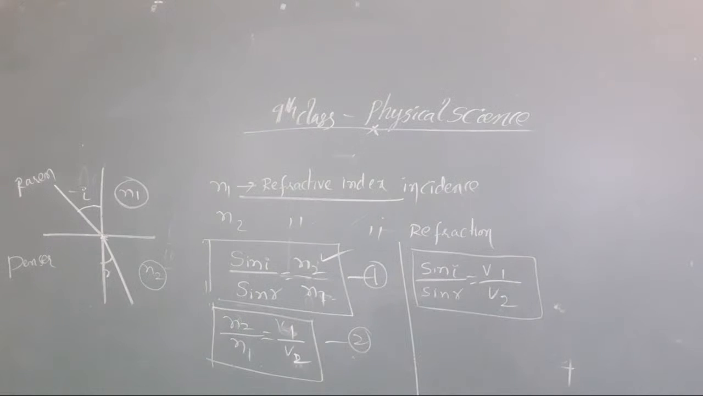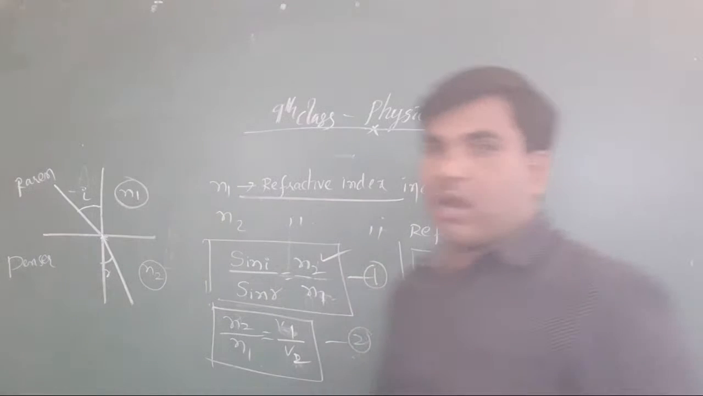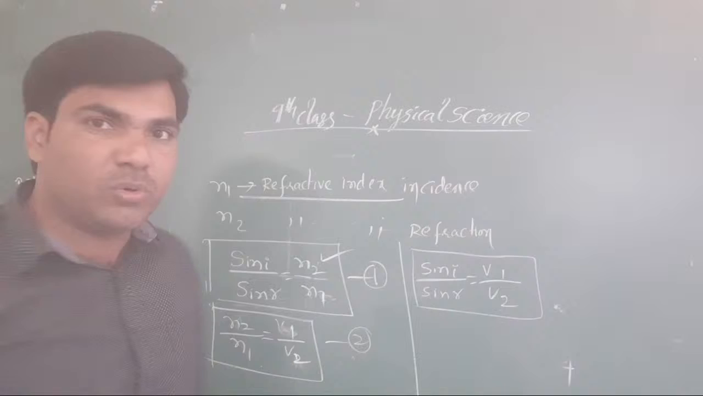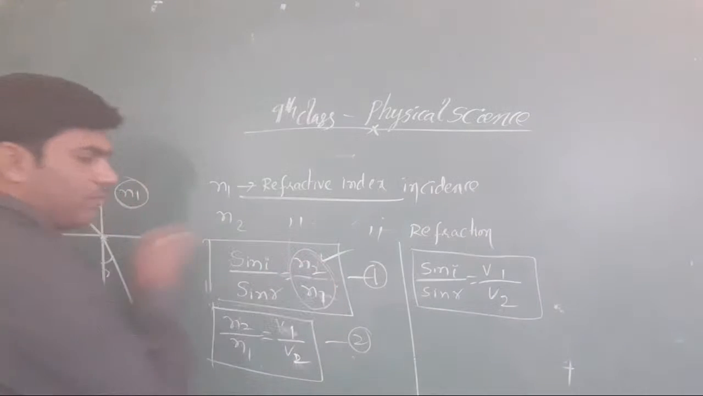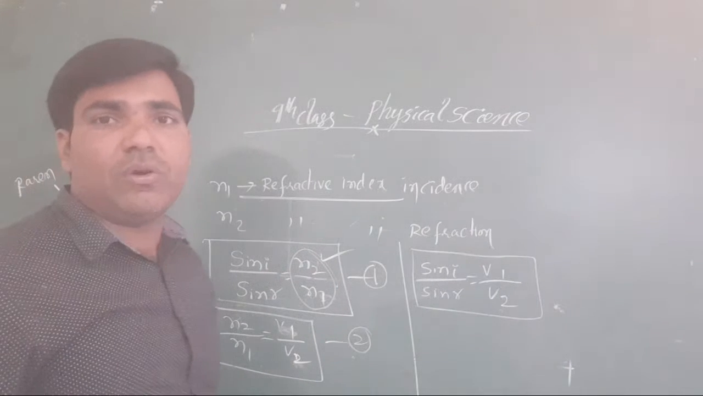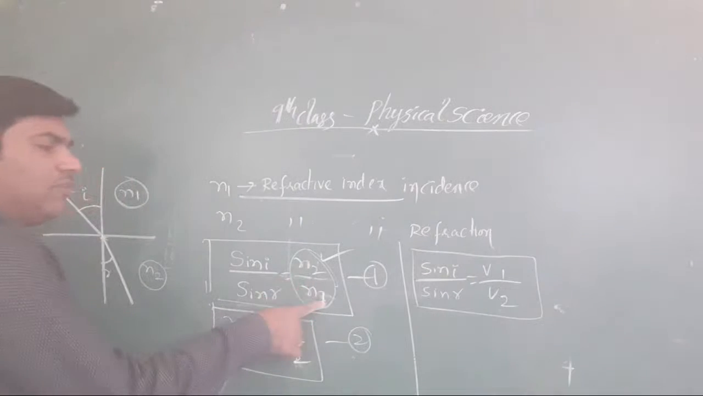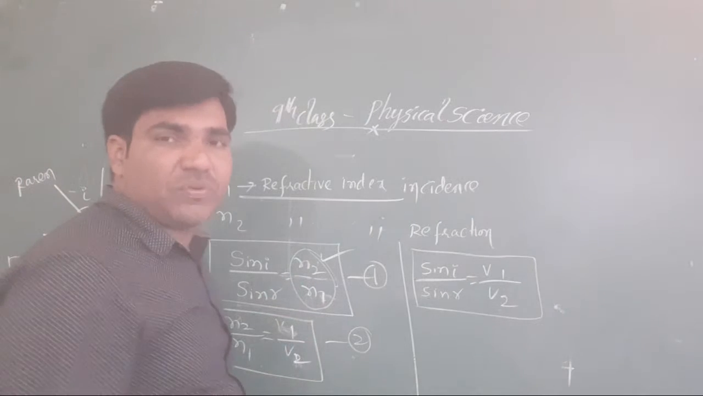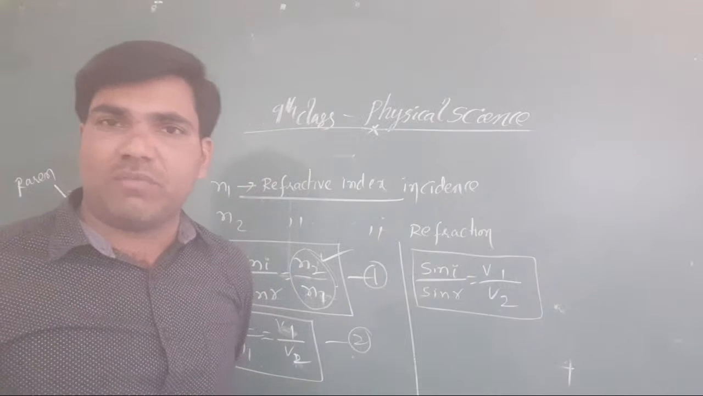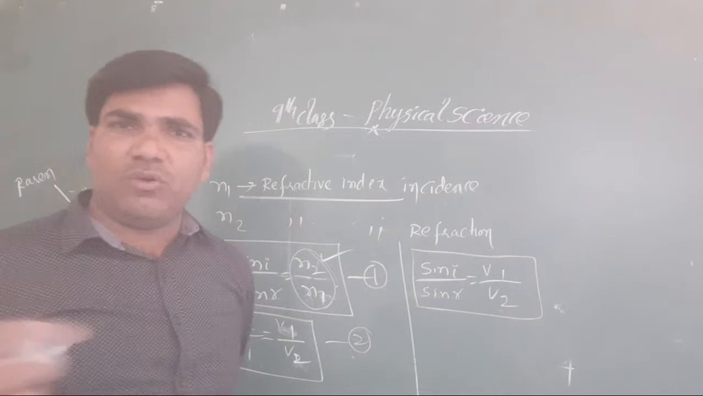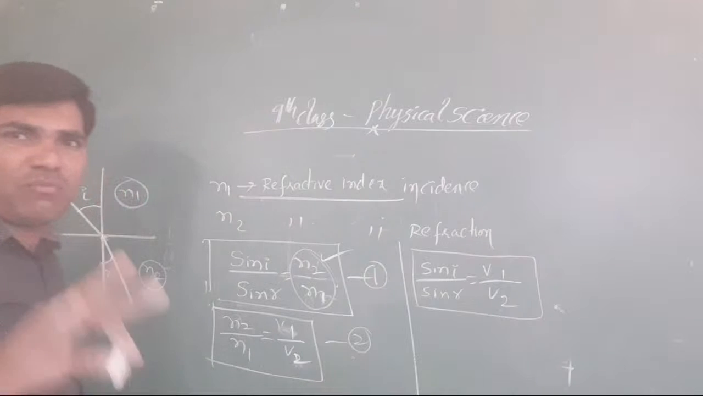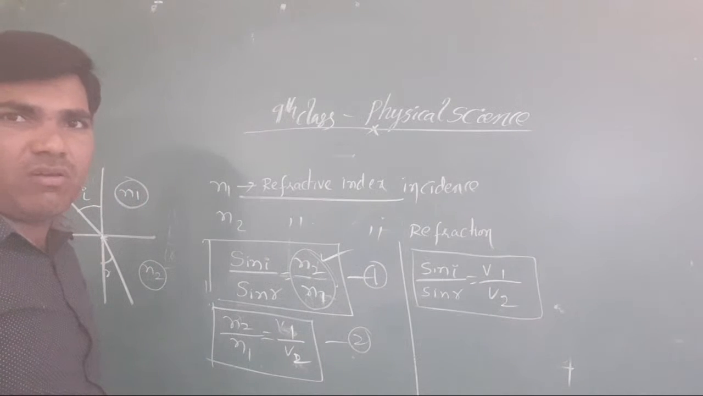And now it is also written as N2 by N1. The N2 by N1 is also called the relative refractive index of the medium. Already we solved the expression for the relative refractive index of the medium. You know very well about this. Once again, I am not required to do it here. Okay, clear or not, all the students?